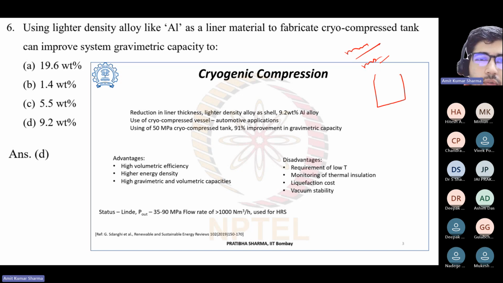So if we are using aluminum as an alloy, we can increase the gravimetric capacity. Basically, we can store more hydrogen, or we require a lower weight of the storage vessel.